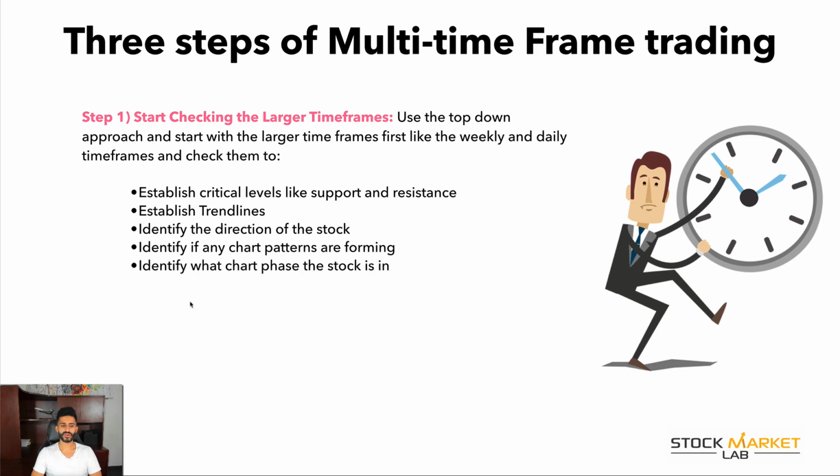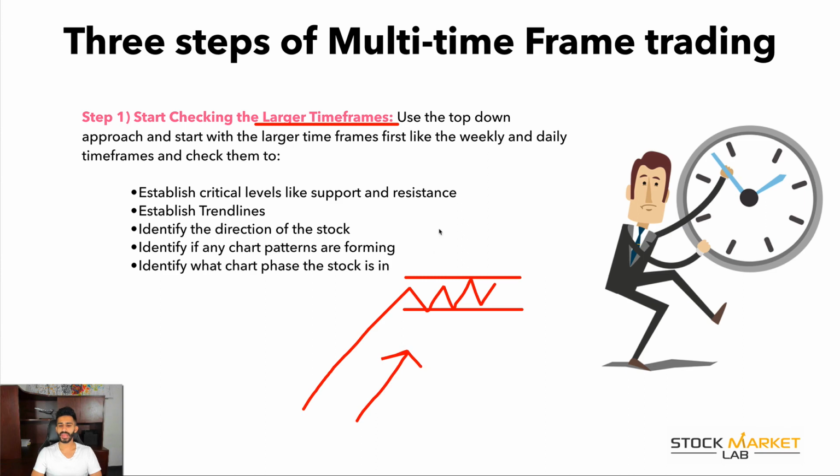Once you do that, you can also identify what chart phase the stock is in at the moment. For example, the stock may be on an uptrend and now it's maybe taking a break. It's consolidating on a daily time frame. So when we look at the big picture, the large time frame, we can see that we have been on an uptrend and now we are taking a break. The stock is consolidating at this exact moment, which is obviously a good sign for the stock to continue. So looking at the larger time frame allows you to evaluate everything you need to evaluate of the stock.